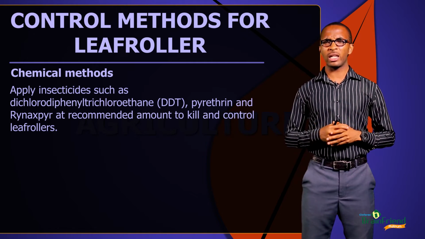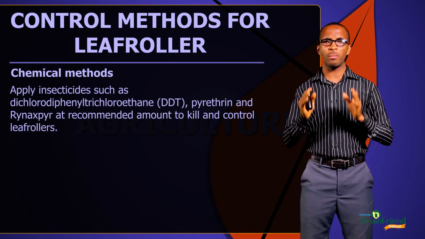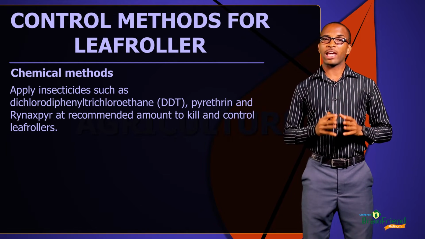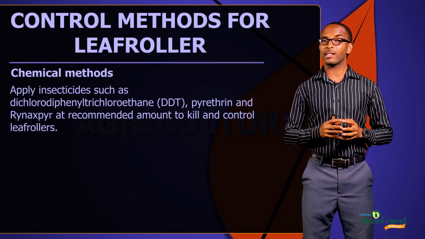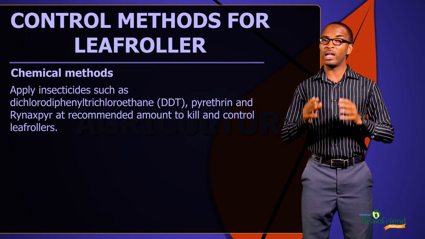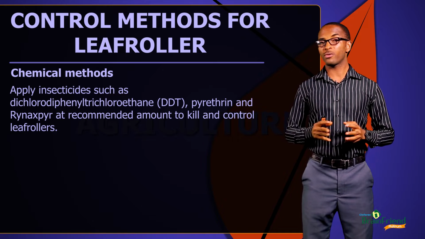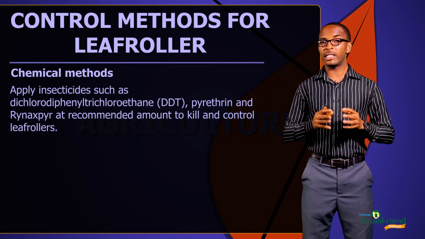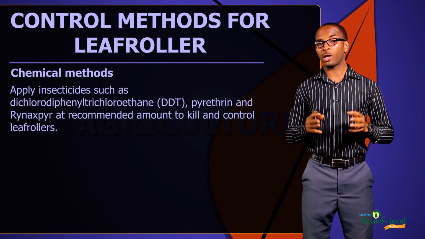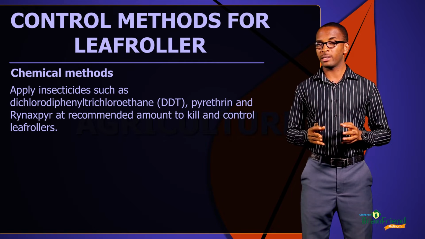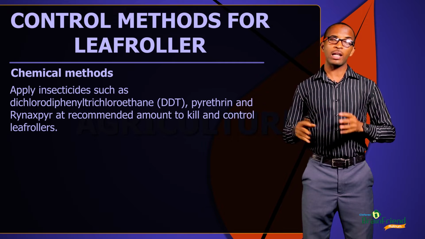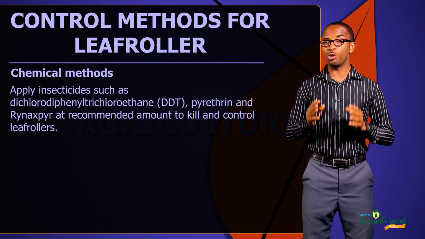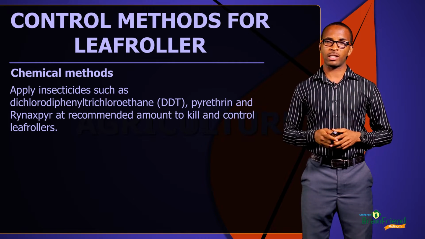The next on our list is chemical methods. Just like in chemical methods used in controlling other insects, insecticides are also used to control leaf rollers. Examples of such insecticides are DDT or dichlorodiphenyltrichloroethane, pyrethrin, and Rhinexpy. These are the recommended insecticides that are used to control these insects.